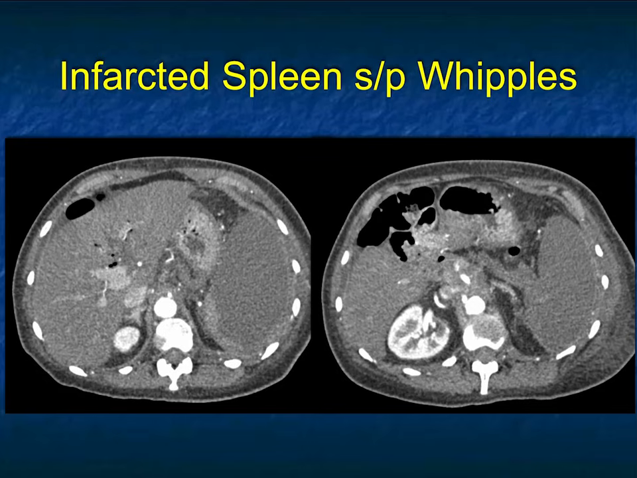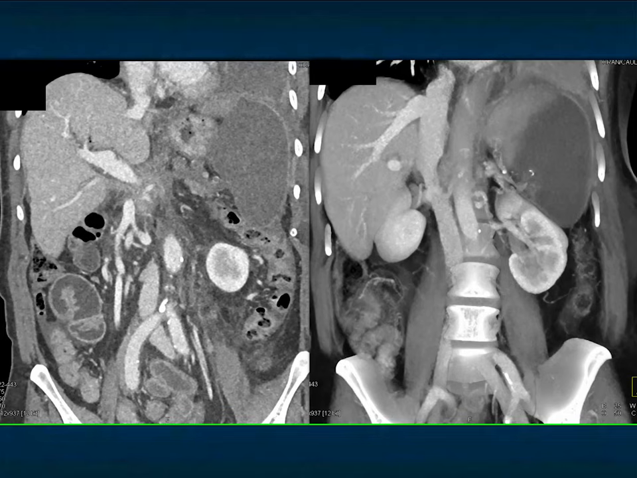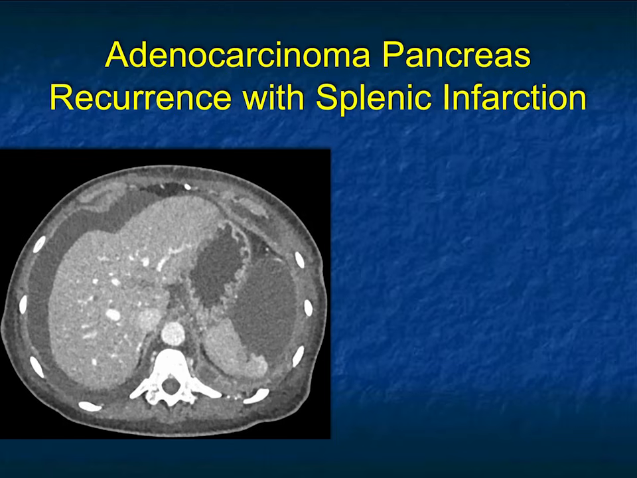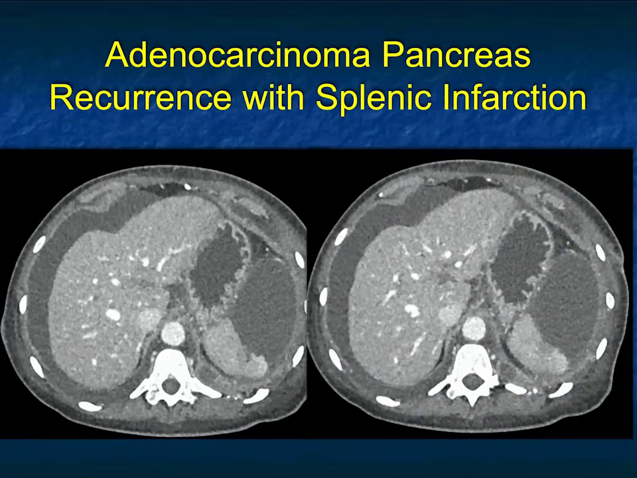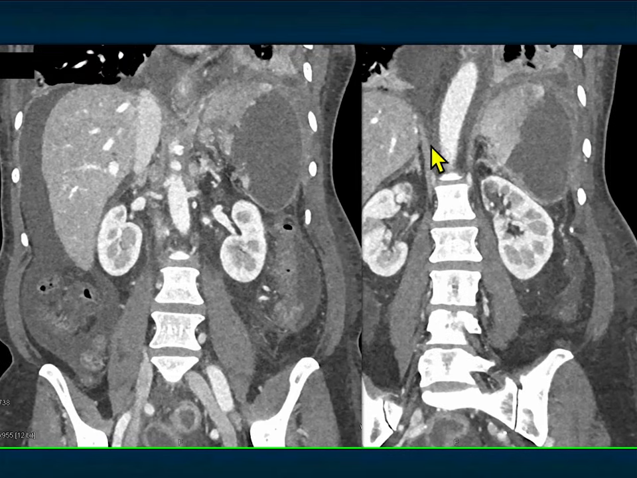I mentioned trauma as a possibility. This patient's post-Whipple's. It's rare to get global infarction of the spleen post-Whipple's, but this is a good example, very nicely shown here in the coronal view as well. Here's a patient with adenocarcinoma of the pancreas with recurrence with a large splenic infarct, very nicely seen here. Subnormal enhancing spleen. There's the infarct. There's the ascites. And there it is very nicely on the coronal view as well.